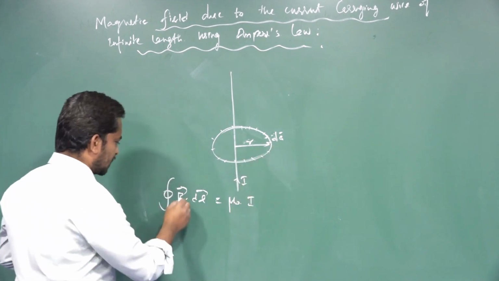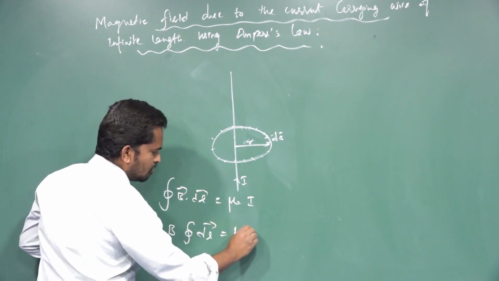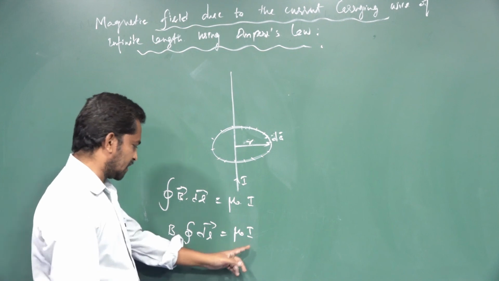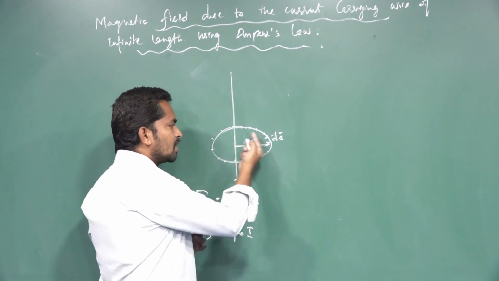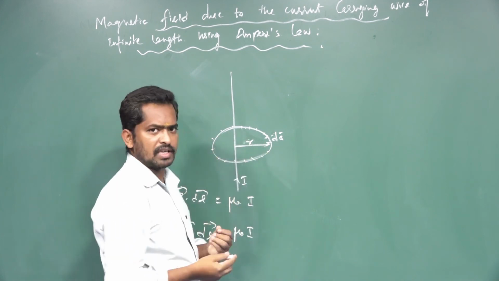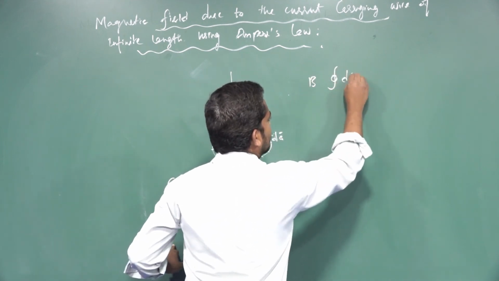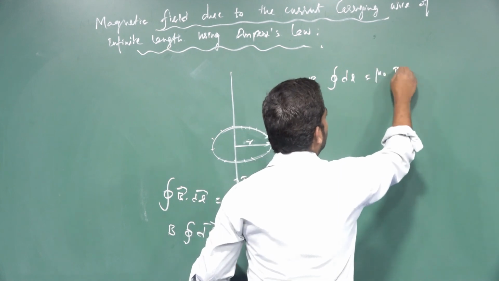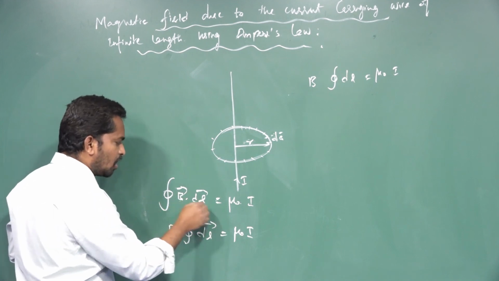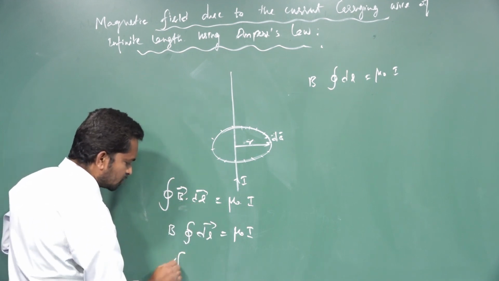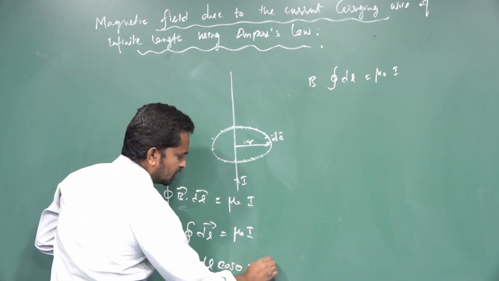So the overall magnetic field B is constant. So the closed integral of dl is equal to mu naught times the net current I. Here dl is the overall circular path length, which is equal to the circumference. So B closed integral dl is equal to mu naught times I. In magnitude, the closed integral of B dl cos theta is equal to mu naught times I.